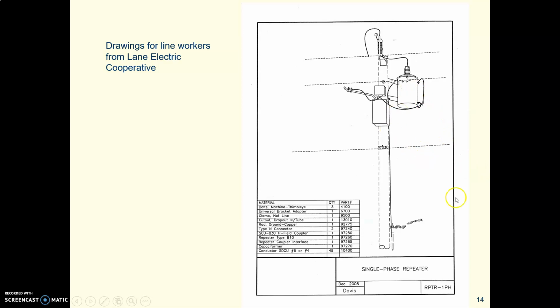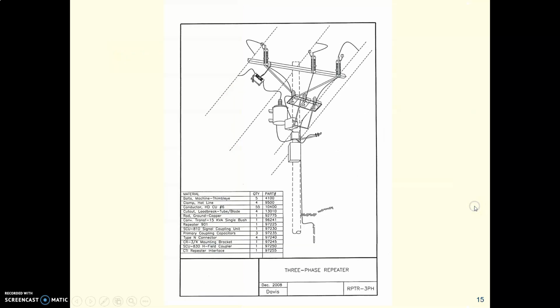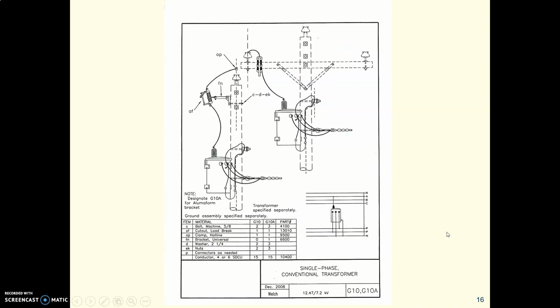So here's a drawing of a repeater and a list of parts. This is very useful for people doing installation and troubleshooting. Here's another view of that repeater on a pole. Here's a conventional transformer. And down in the bottom, a schematic showing a little bit about how the lines are coming in.